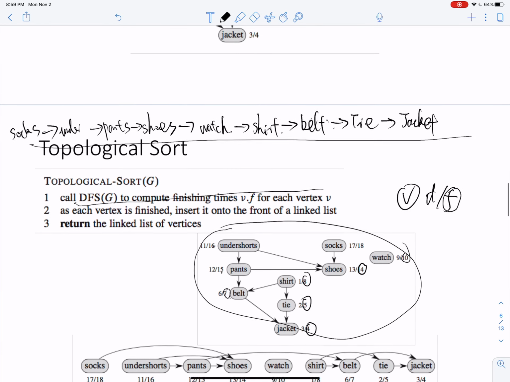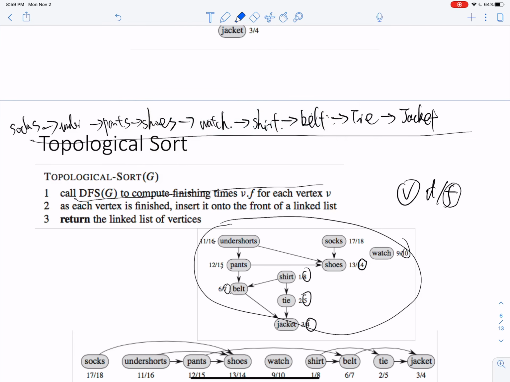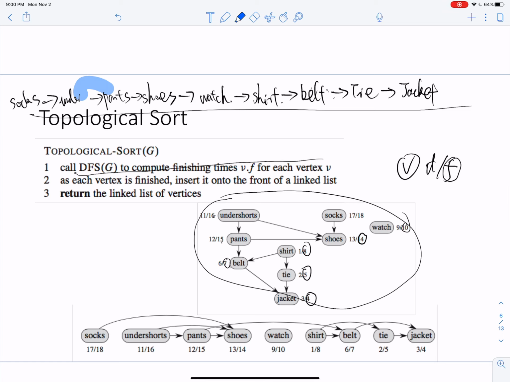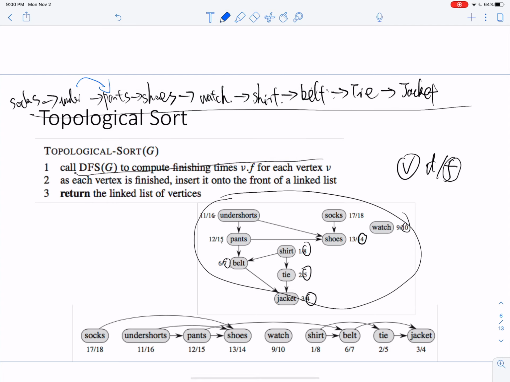in a sorting result. So here I'm just going to draw the edges in a graph. We have an edge from undershorts to pants. We have an edge from undershorts to shoes. So for undershorts, there are edges to pants and shoes, and yes, it goes before pants and shoes.